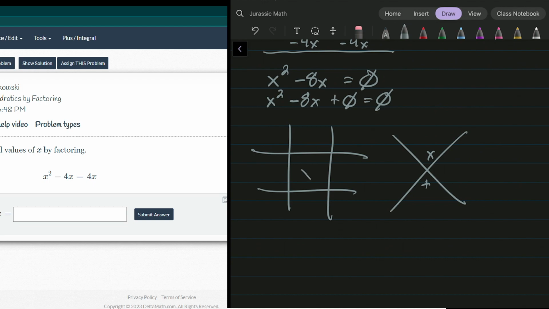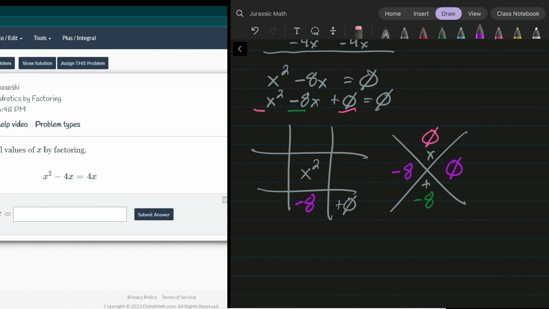We know x squared goes in the center, plus 0 goes there. Negative 8 goes to the bottom. And 1 times 0 is 0. So what times what equals 0 but adds up to be negative 8? Well, we know we have to have a 0 there. Otherwise, we can't get to that. Which means we need a negative 8.